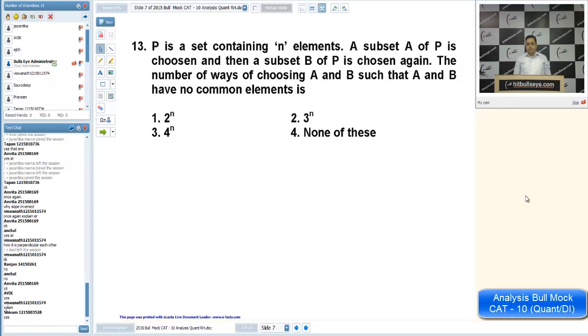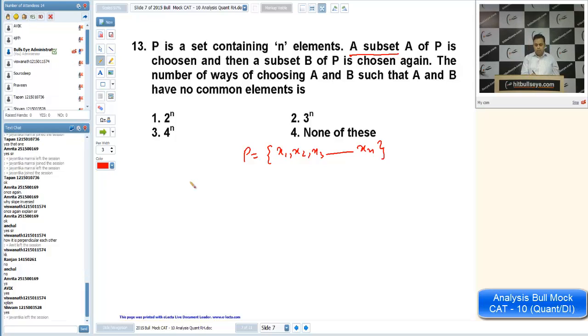Okay, the set P has n elements. So set P has n elements x1, x2, x3, and so on up to xn. Now subset A is chosen, and we know that subset A can have any number of elements from 1 to n. So let us take that set A has R elements, where R lies between 0 and n. It is possible that set A is empty or set A is equal to set P. Even then set A will be a subset of set P.